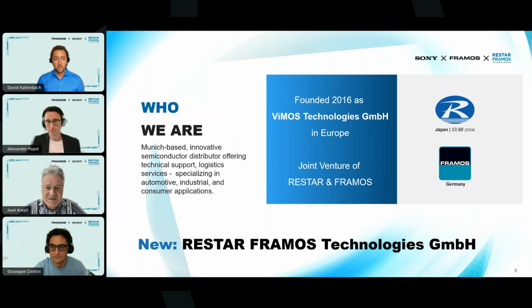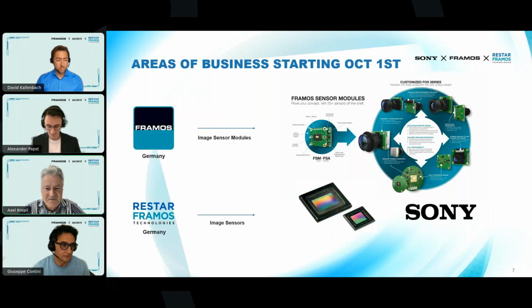Restore Framos is the successor of the company Vimos Technologies, which was part of the Restore Framos group, and it was renamed on the 1st of October to restoreframostechnologies.com. We are based here in the Munich area. We have been a technical distributor for about 9 years or so. We were connected to Framos very well in the past, and that's the reason why we took over the Sony franchise as a technology and distribution partner for Sony.